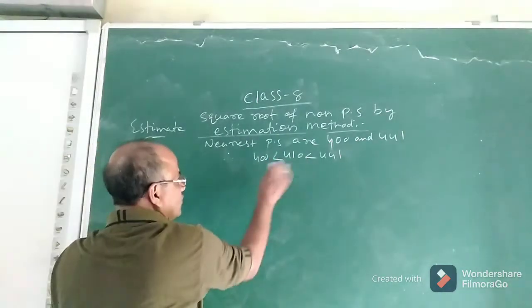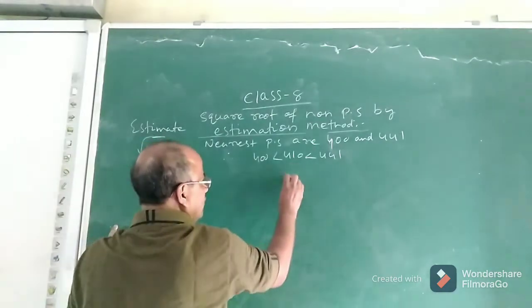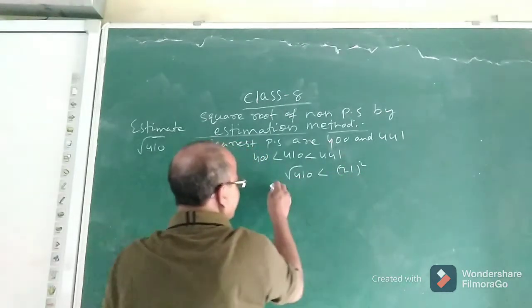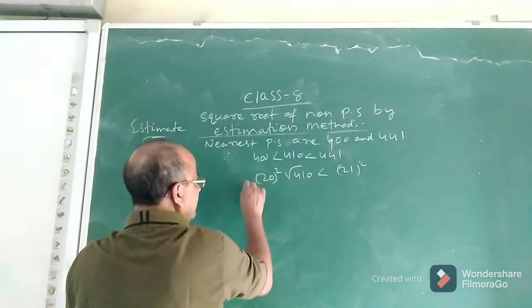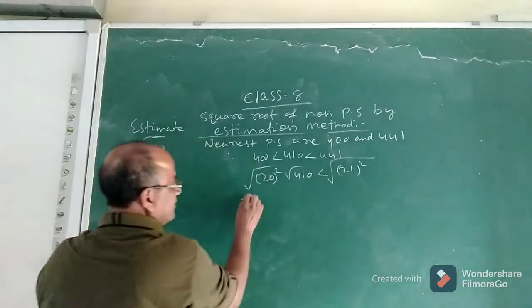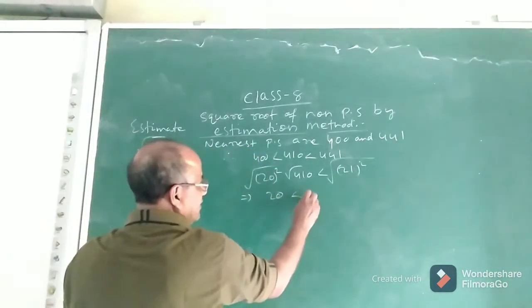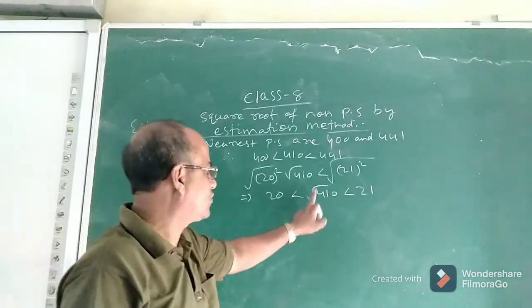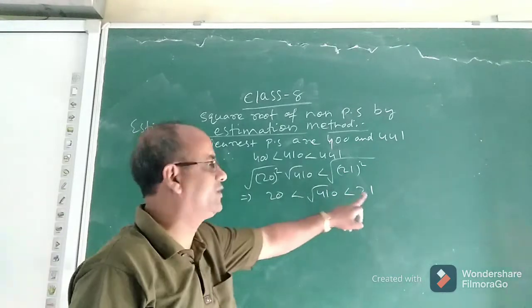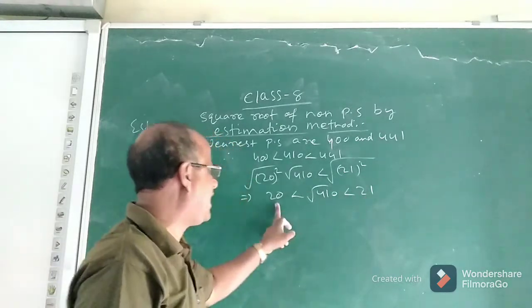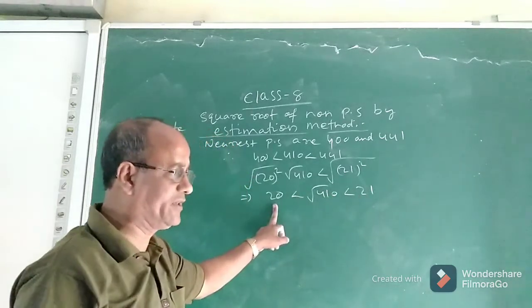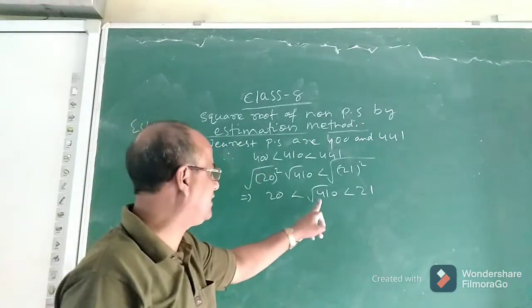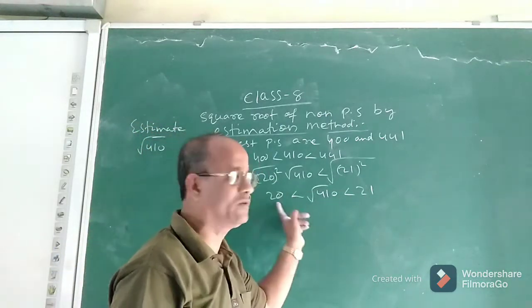Now the square root of 410: this is 21 squared, this is 20 squared. Now take the square root. This implies this will be 20, this will be the square root of 410, and this will be 21. Clearly, the square root of 410 is less than 21 and more than 20. So definitely the square root of 410 lies between 20 and 21.